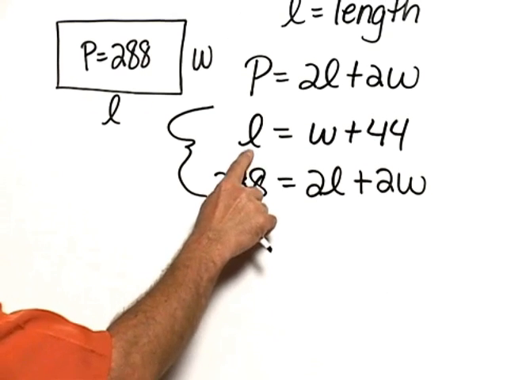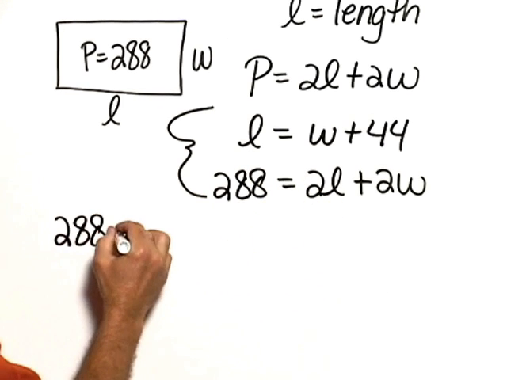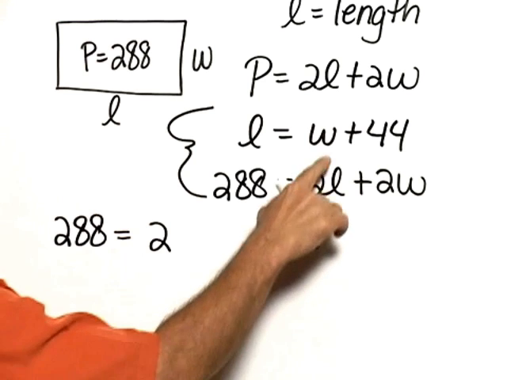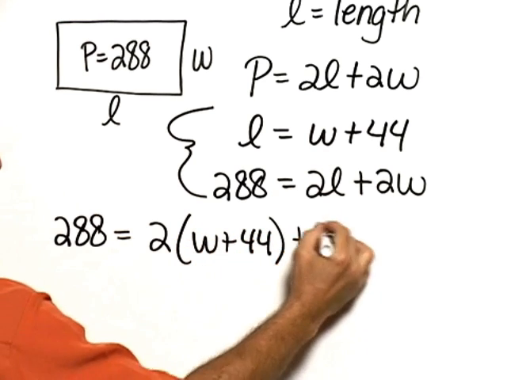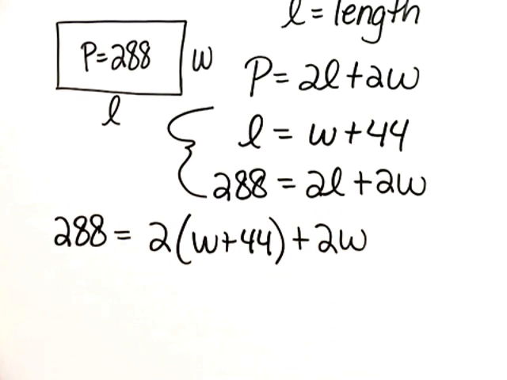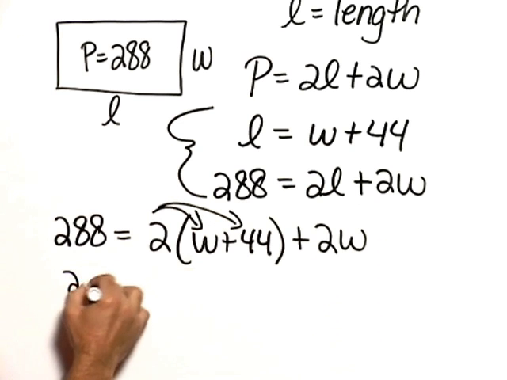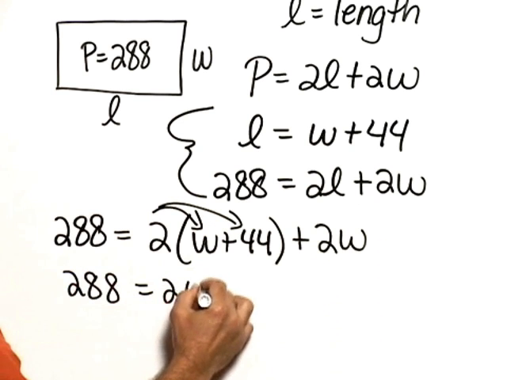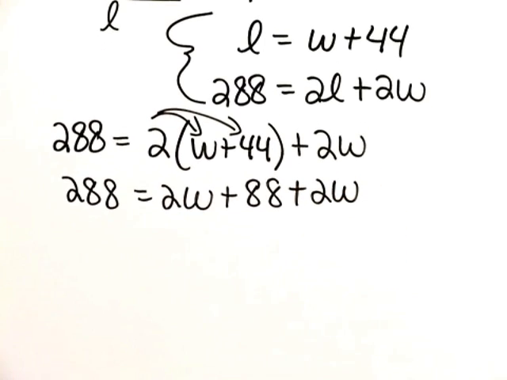This one is set up great for us to use substitution. So we have 288 equals 2 times L, and L is W plus 44, plus the 2W. Now we distribute the 2. 288 equals 2W plus 88 plus 2W.